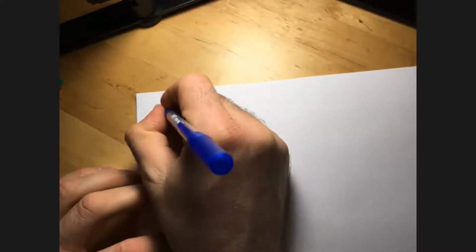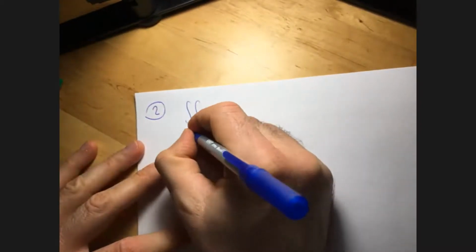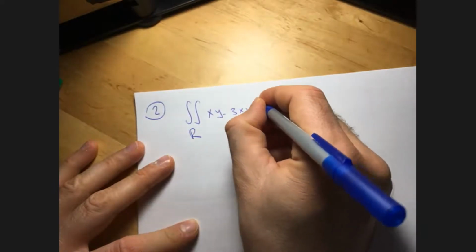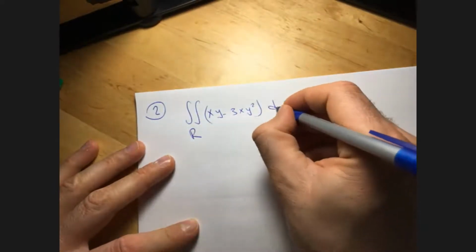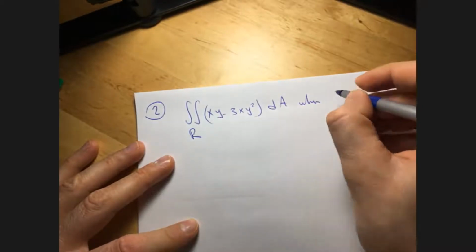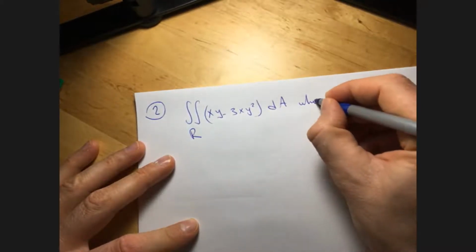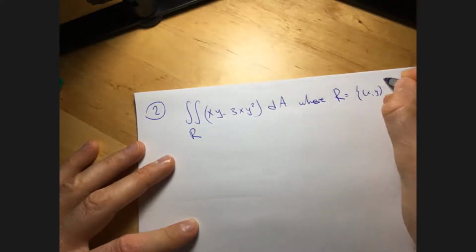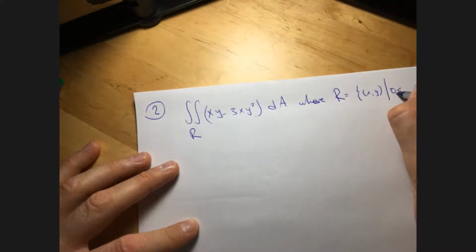So example 2. Evaluate the double integral of xy minus 3xy squared dA, where R is equal to the region where x goes from 0 to 2 and y goes from 1 to 2. Okay.